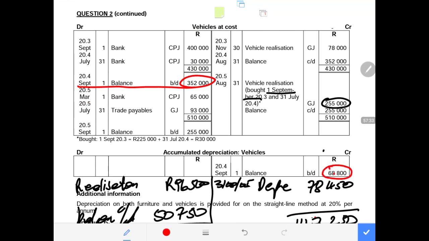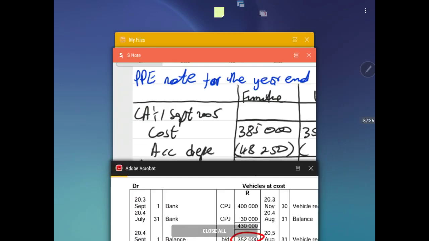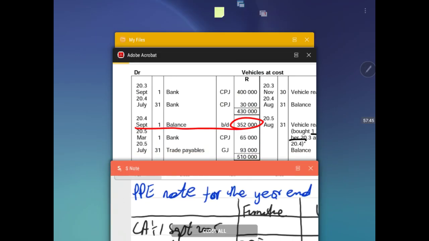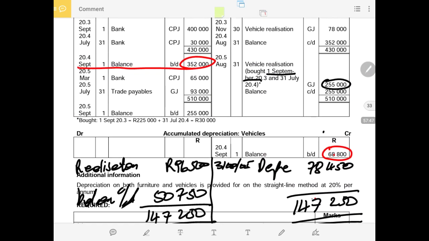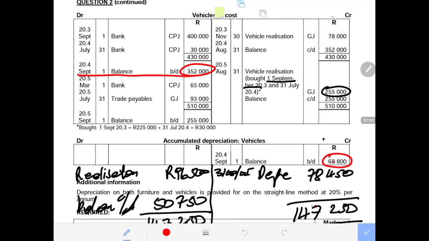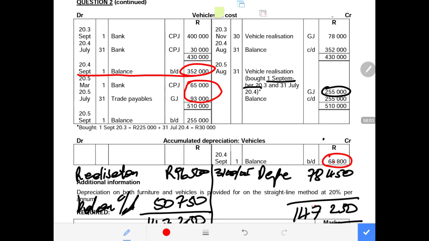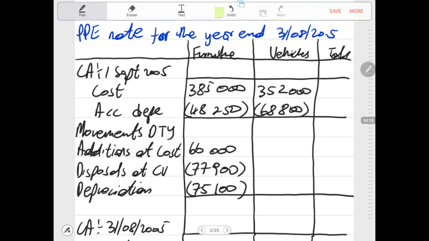Opening balance is 68,800. I record my 68,800 as it is. Then I say, was there any motor vehicle that was bought during the year? The answer is yes. How much is the cost of the vehicles? Because it was not only one. There was a vehicle that cost 65,000, another one 93,000. So I need to add both of them. 65,000 rands plus 93,000 rands gives me 158,000 rands. This becomes the cost of the asset that was bought during the year.